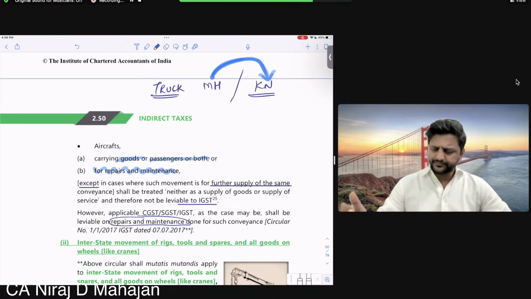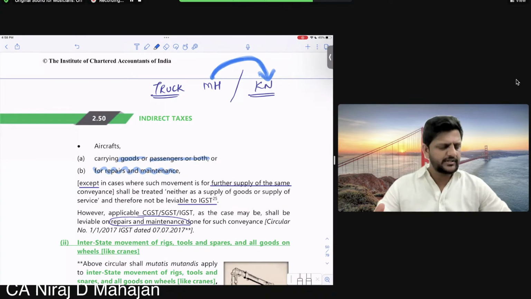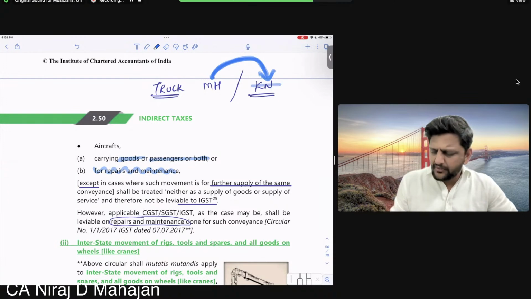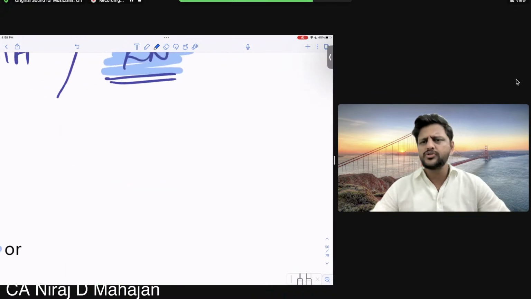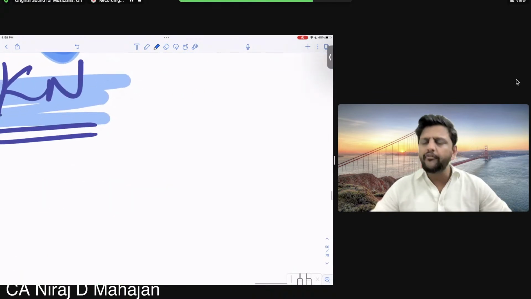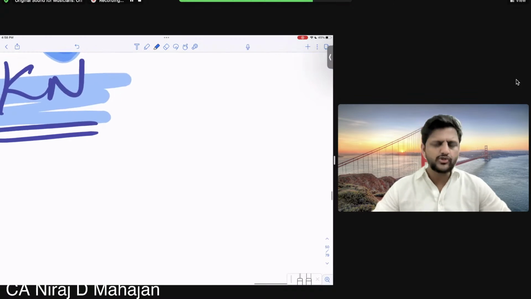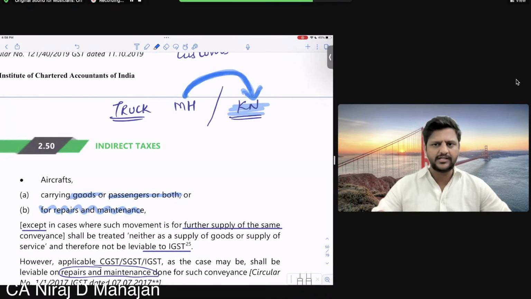So here we'll have to say it is going only for repairs and maintenance, not for actual supply. Clear till here? Now whoever is the service center owner, he will do the repairing and charge his own GST on it. Why? Because he is providing the service of repairs and maintenance. Are you getting my point? If you are taking the vehicle outside the state, GST will not be applicable on that. Clear till here, all of you?